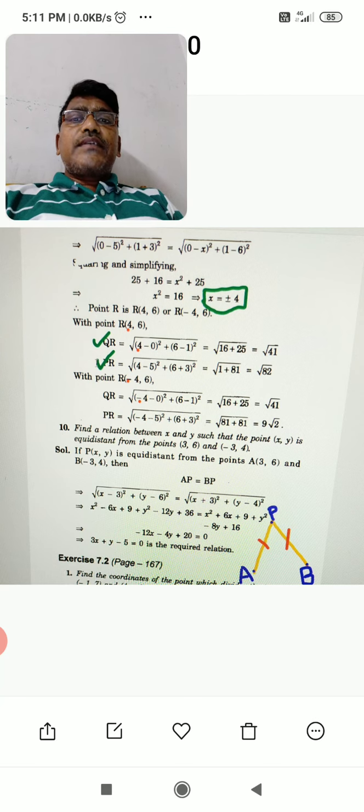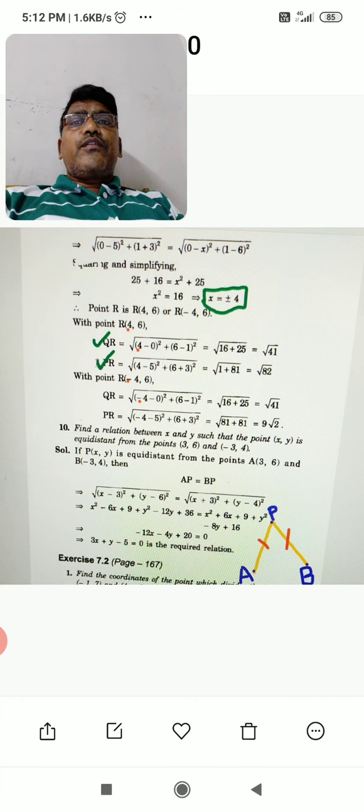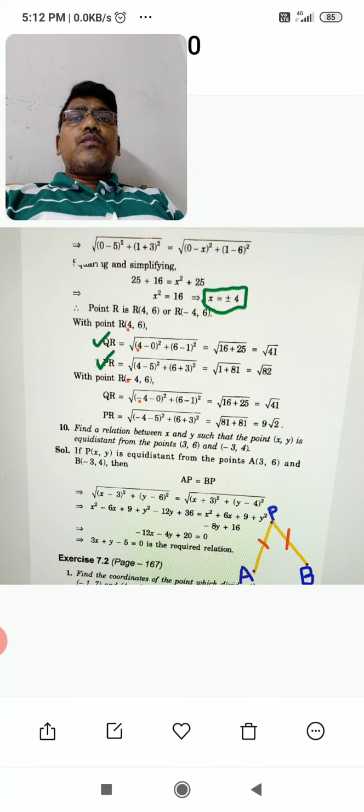According to 4 comma 6 you are getting QR equal to root 41 and PR equal to root 82. And again with the point minus 4 comma 6, you are getting the same QR equal to root 41 and PR is here 9 root 2. Clear to you? So this much only we are going to find. The question asked to find the value of x, and then you substitute to find the lengths of QR and PR.